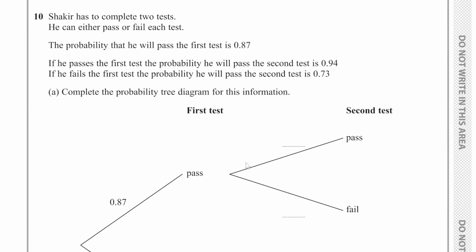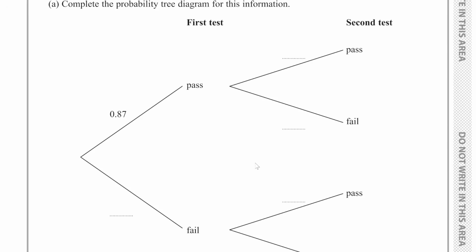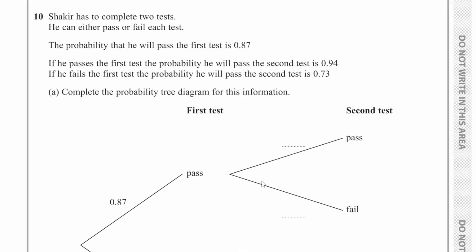Shakir has to complete 2 tests. He can either pass or fail each test. The probability he will pass the first test is 0.87. So the probability he will fail it is 0.13, because the probabilities have to add up to 1.